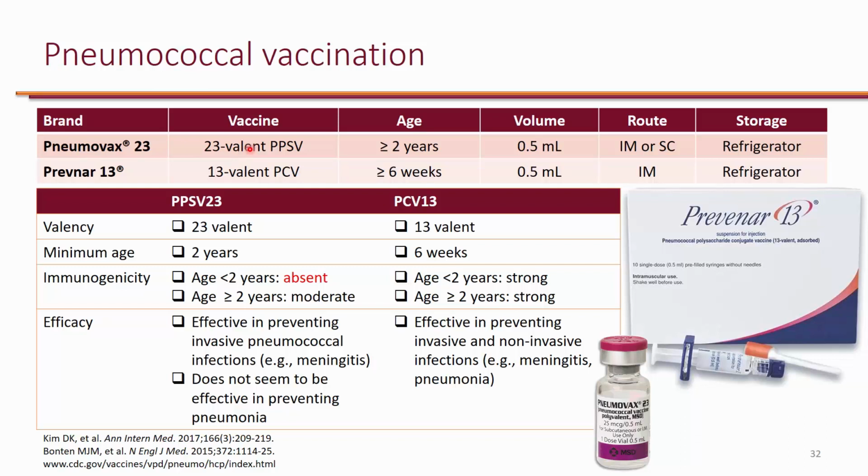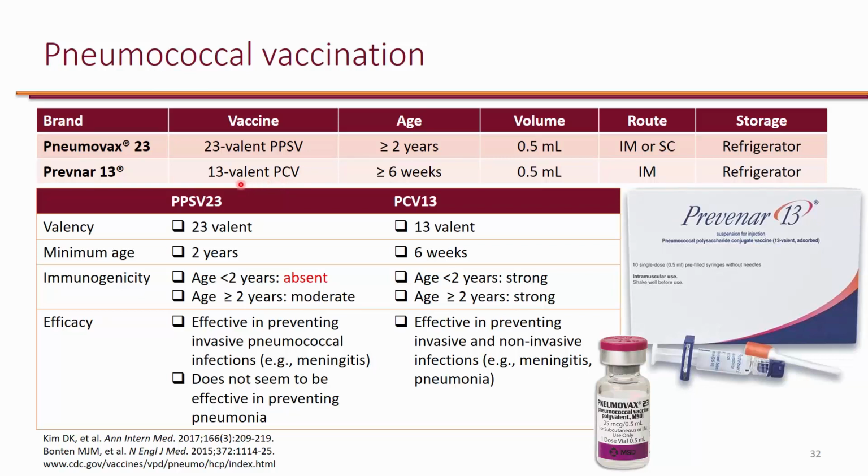Now, they are not as immunogenic. In fact, in children younger than 2 years of age, because their immune system is not fully developed, we don't get any immune response. So it's actually not effective in younger than 2 years of age. Whereas PCV, or pneumococcal conjugate vaccine, these 13 strains are conjugated to proteins. And proteins are larger macromolecules compared to carbohydrates.